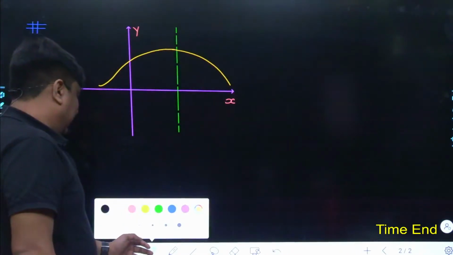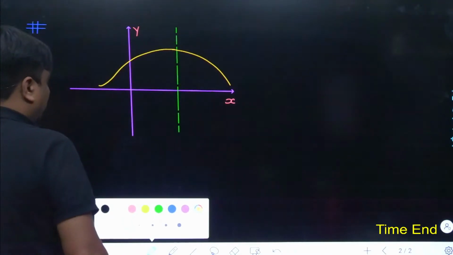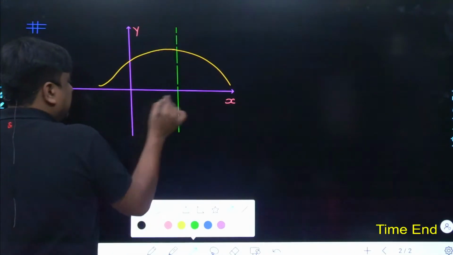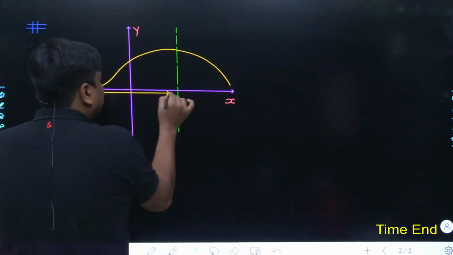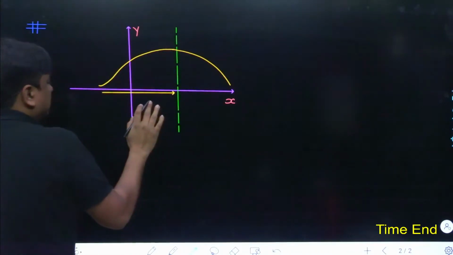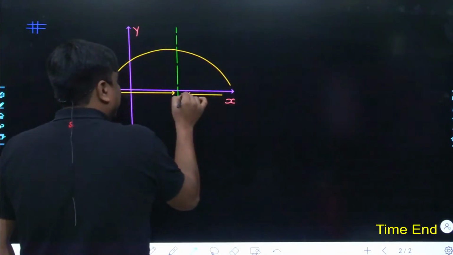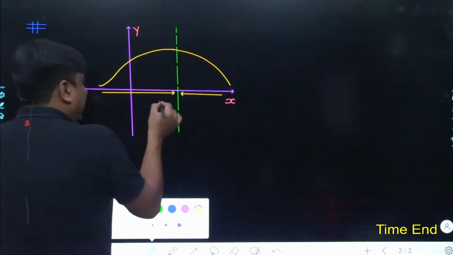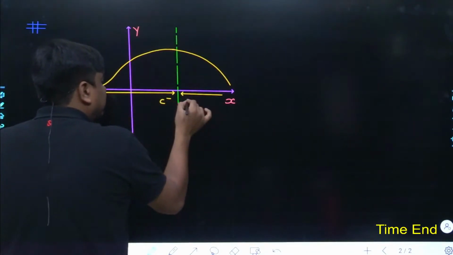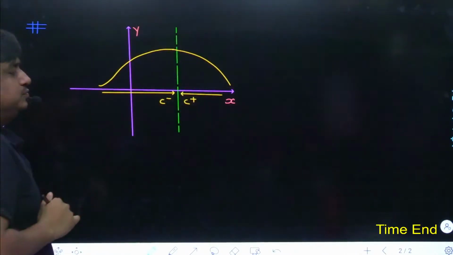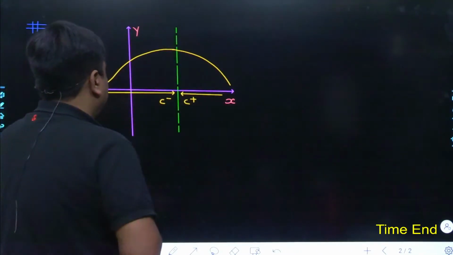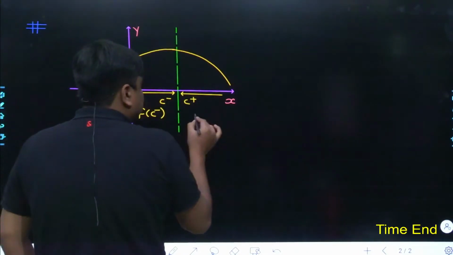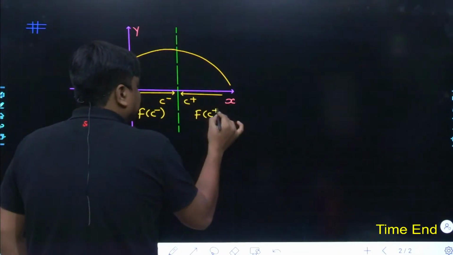As far as the limit at x equals c is concerned, what I would do is try to reach x equals c from the left-hand side, and I would stop myself just before x equals c, and the same thing I do from the right-hand side as well. So as I had stopped myself just before c, that means I had been standing at c minus, and similarly c plus. The worth of the function just before c could be taken as f of c minus, and the worth of the function just after c could be taken as f of c plus.